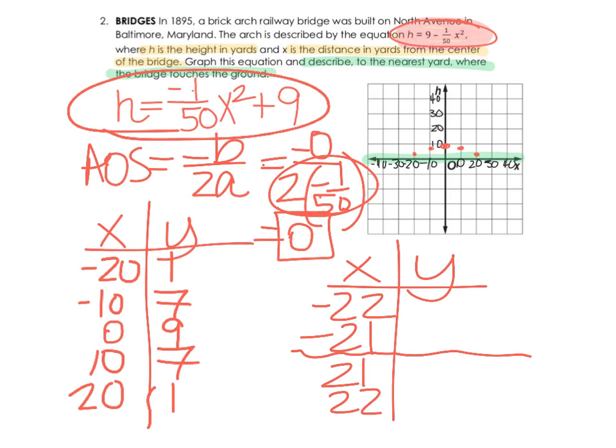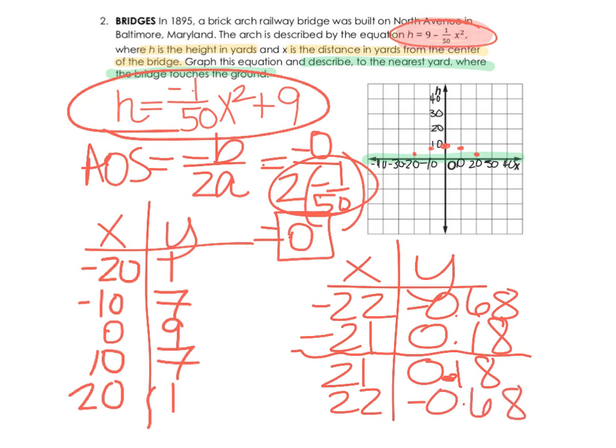So if we plug negative 22 into our original function, do this in our calculator, we're going to get negative 0.68. And if we plug negative 21 into our calculator, we're going to get 0.18. If we plug positive 21 in, you guessed it, we get 0.18. And if we plug positive 22 in, we get negative 0.68.